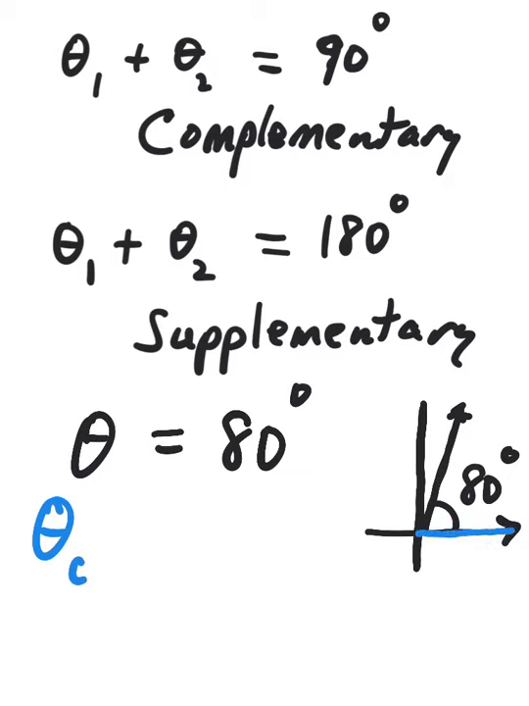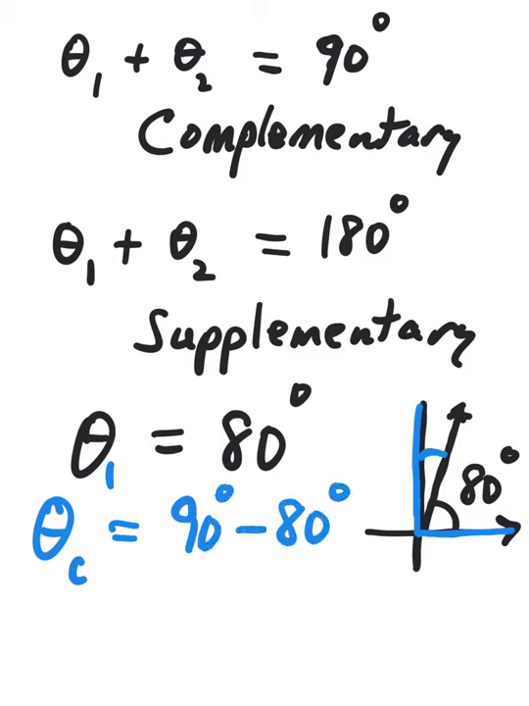Remember, for complementary, we are going to look for a second angle that makes 80 become 90. How many more degrees do we need in order to have 80 degrees become 90 degrees? Just 10 degrees. It's very small. But 10 and 80 are complementary angles because their sum is 90.